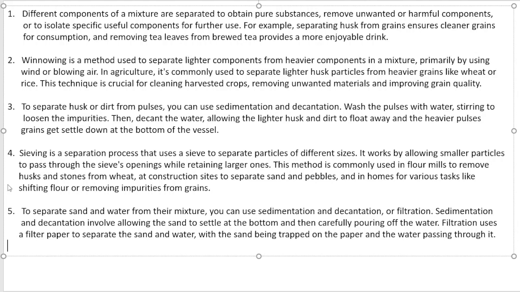Okay. Now sixth question. Our sixth question is, is it possible to separate sugar mixed in wheat flour? If yes, how will you do it?